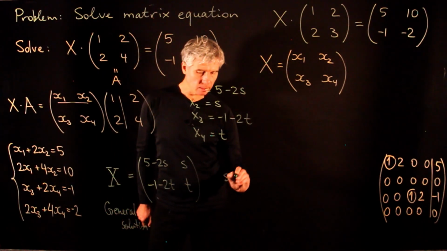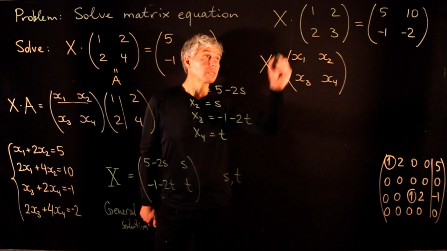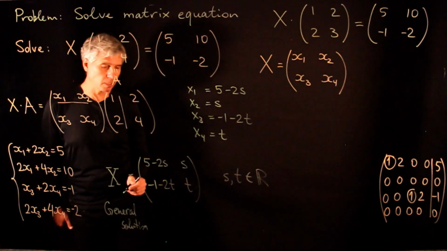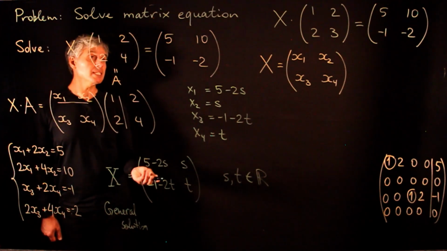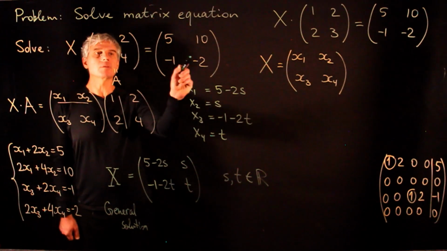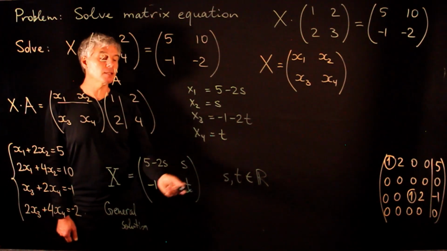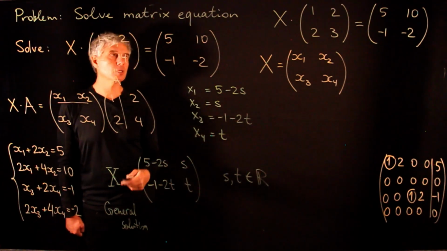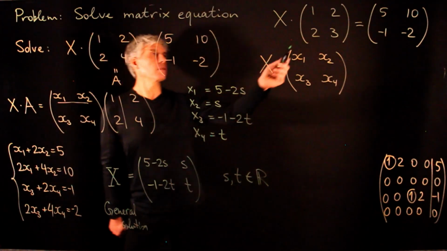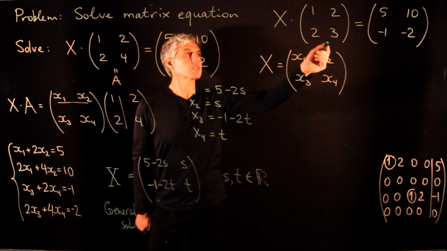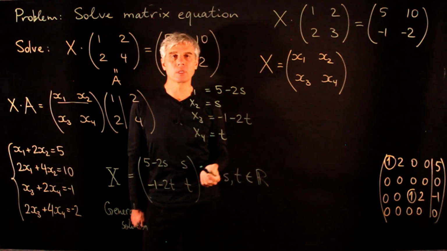And so here s and t are, well, if this is over the field of real numbers, then these are arbitrary real numbers. And so what we see is that in the second case, for this matrix equation, we actually get infinitely many solutions. So we have a 2-parametric family of solutions, whereas when the matrix A was invertible, then clearly the solution would be unique.